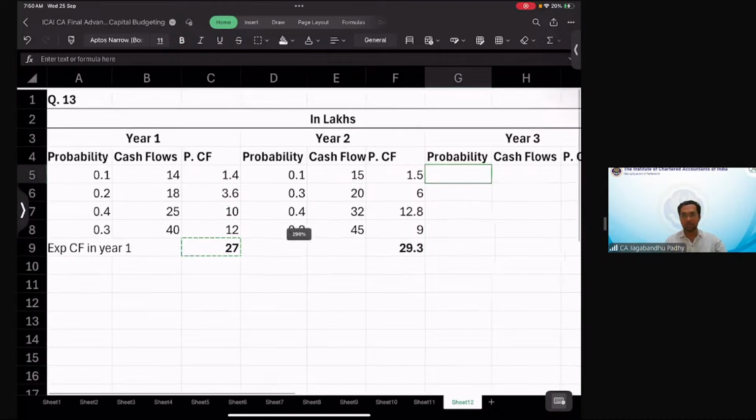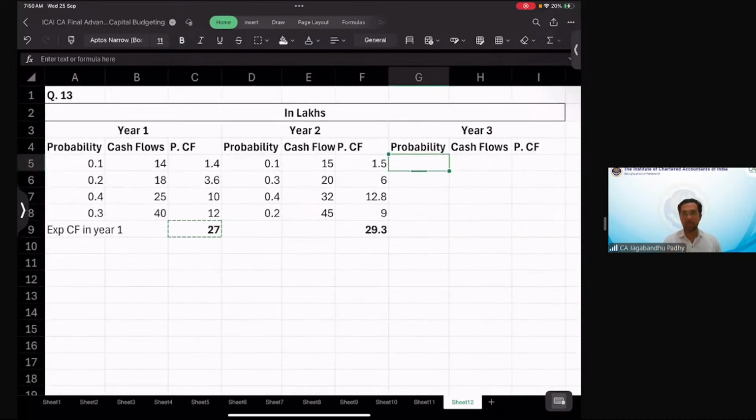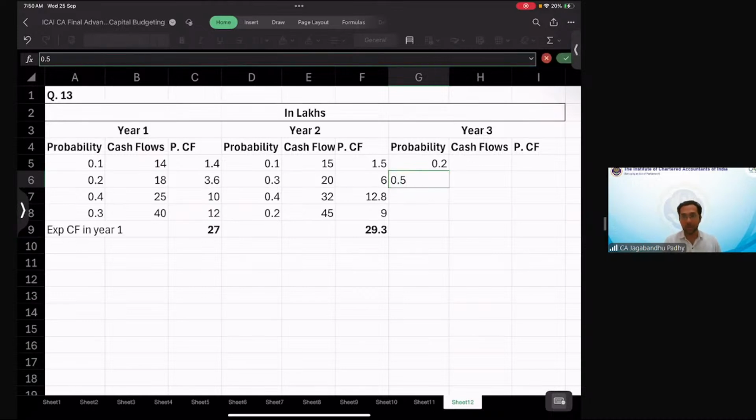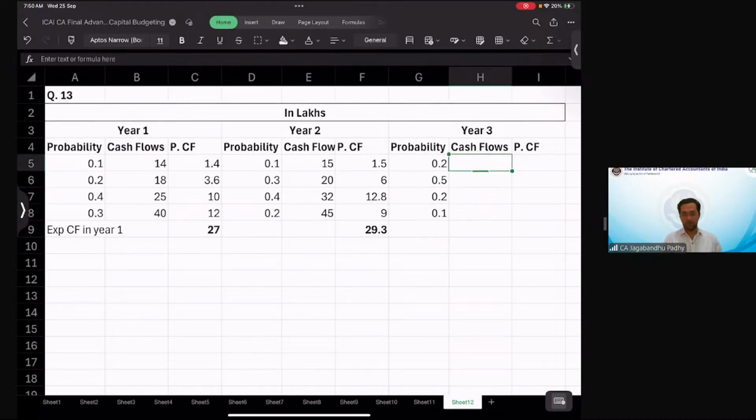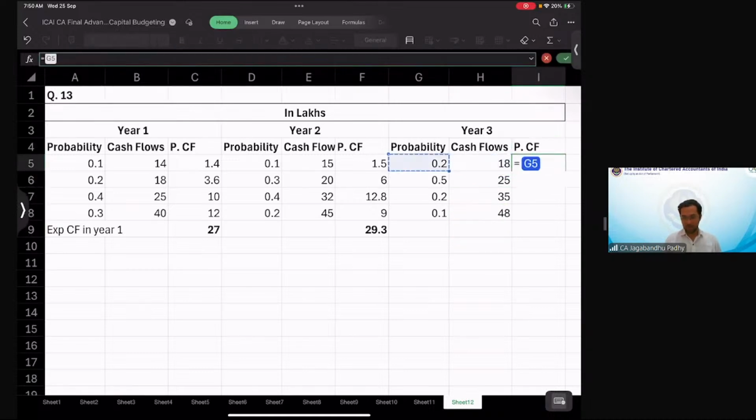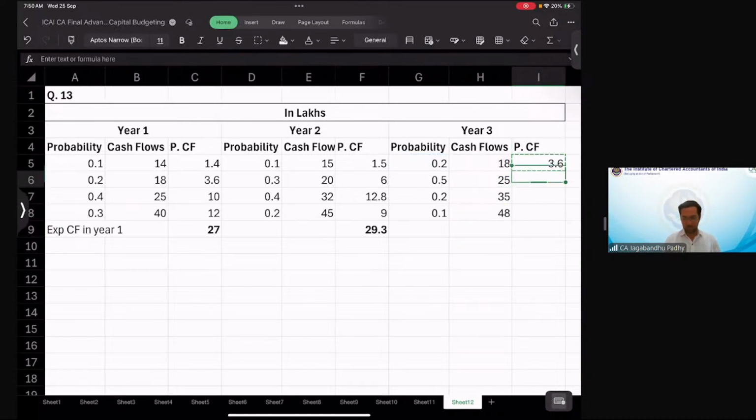In the third year, the expected cash flows can be obtained along similar lines by assigning the probabilities 0.2, 0.5, 0.2, and 0.1. And then we take down the cash flows as 18, 25, 35, 48, and then multiply the probability with the respective cash flows.